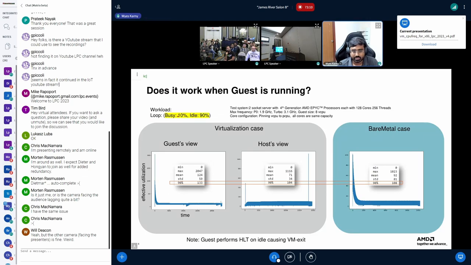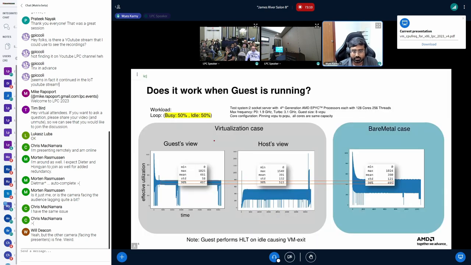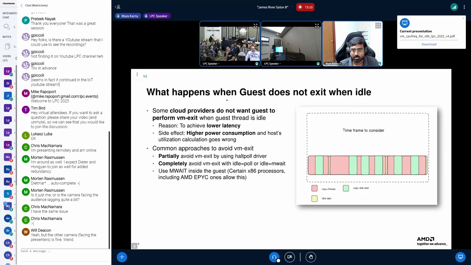If I vary this busy percentage a little more, at 10% busy, it becomes 133, 104, and 108. For 50% busy, it becomes 497, 523, and 495. So it's in the same ballpark, but here the guest is performing halt, which causes a VM exit when the guest is idle. But we saw a problem when the guest does not exit when idle. Some cloud providers do not want the guest to perform a VM exit when idle, to achieve lower latency.